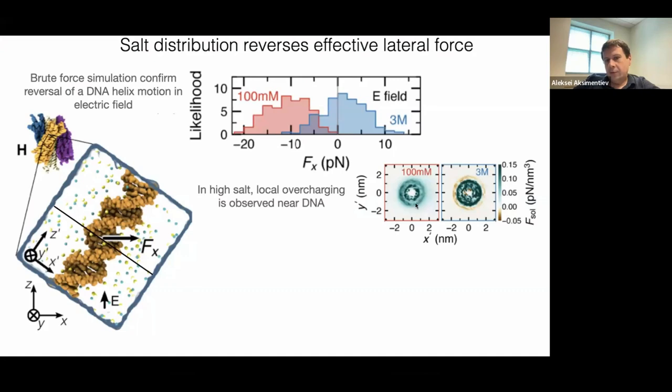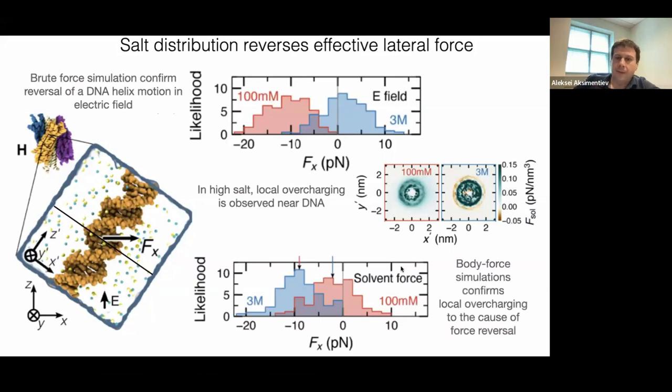The reversal of the force has to do with how ions screen the DNA charge. At low electrolyte, the DNA is screened by ions, but on average, the volume remains negatively charged. But if you go to high electrolyte concentration, this screening overshoots the DNA charge. Basically, you have a negative DNA, and then the charge becomes positive a certain distance away from the DNA molecule, and then it becomes zero far away from the DNA molecule. That local overcharging of the molecule is why we see this force reversal. We could prove it in the molecular dynamics simulation by using this as a body force, so we can see reversal of the field. So this brings me to the end of my talk.